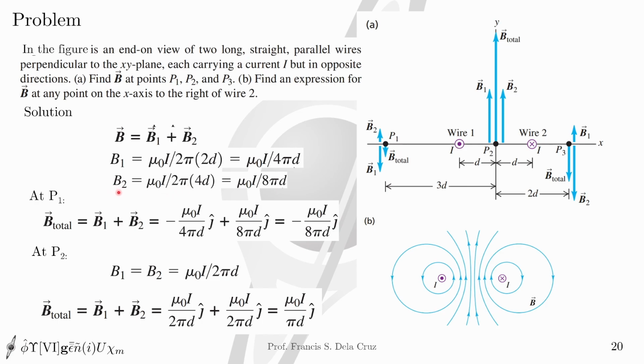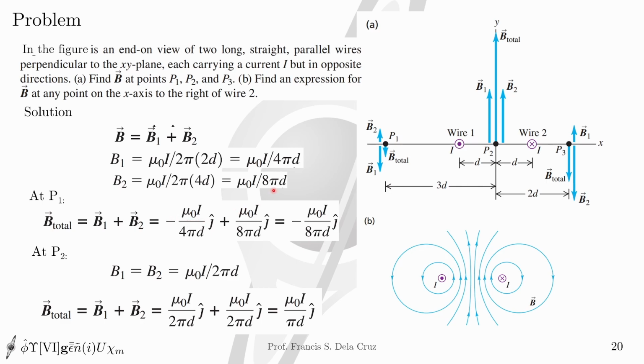The magnetic field magnitude at point 2 would be what? Divided by 4D. Why is it 4D? This is wire 2, so you have D plus 3D. That's why you will have this magnetic flux density magnitude, which is mu naught I over 8 pi D. At point 1, we have the magnitudes, but we should know the direction.